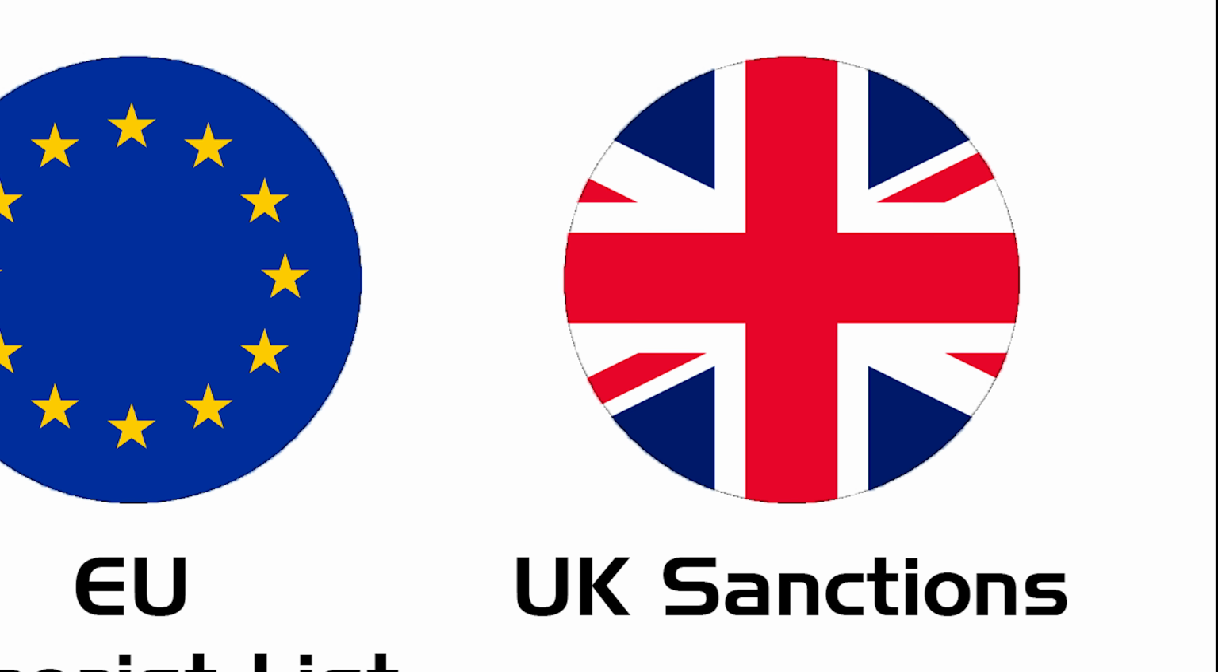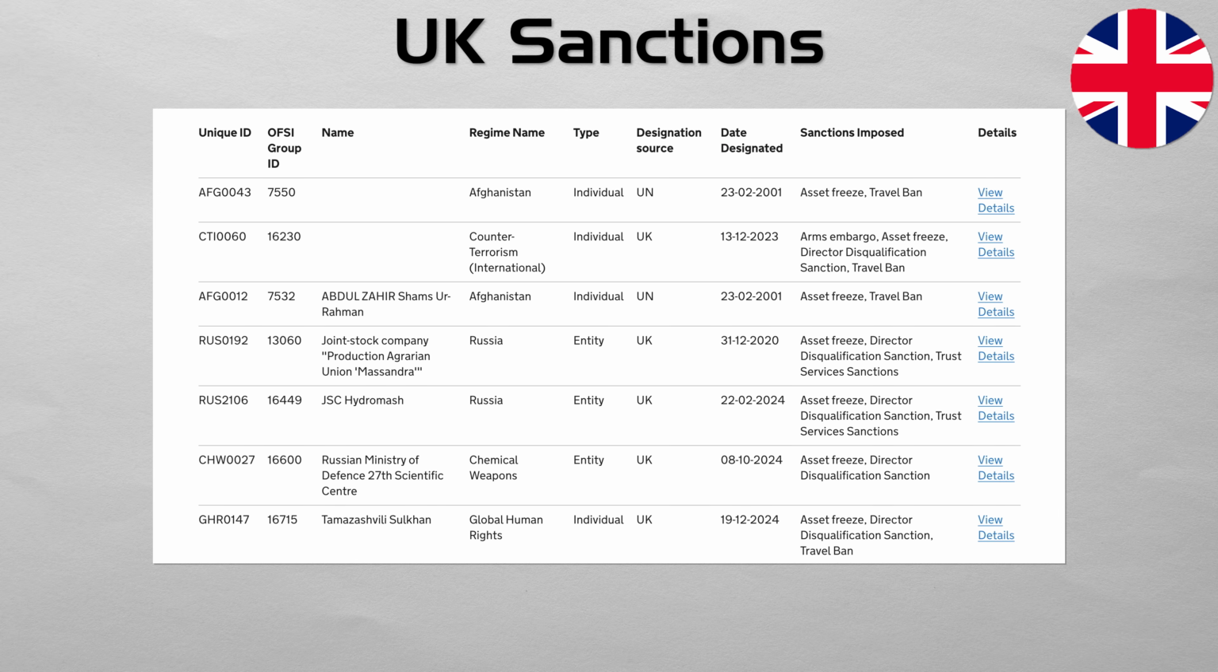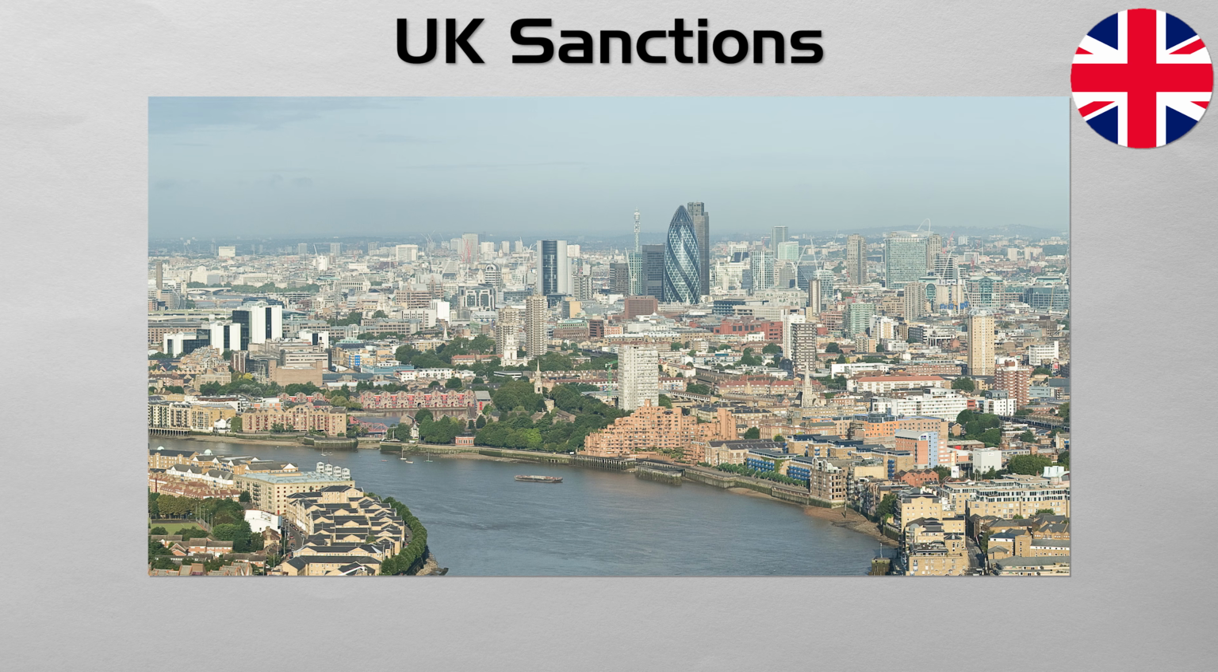UK Sanctions. Following its departure from the EU, the United Kingdom now operates its own independent sanctions regime. The UK Sanctions List names the individuals and entities that are subject to asset freezes and other financial restrictions under British law. Due to London's status as a major global financial center, being placed on the UK's list has a significant international impact, affecting access to banking, property ownership, and other financial services far beyond the UK's borders.